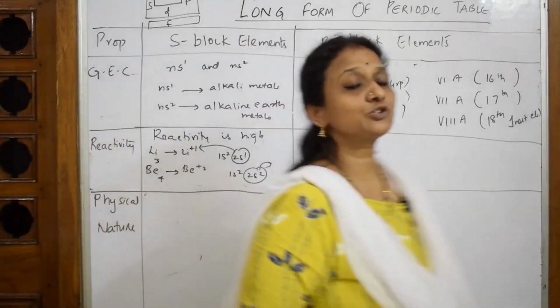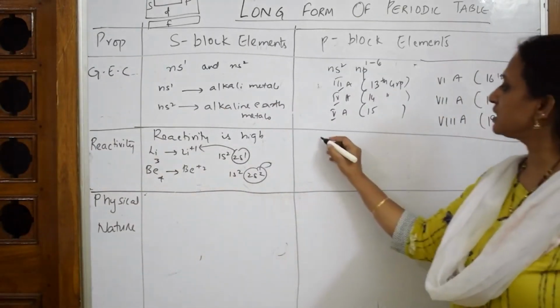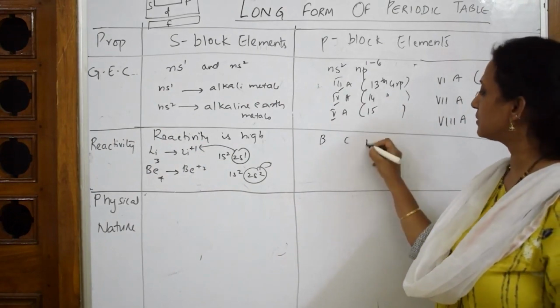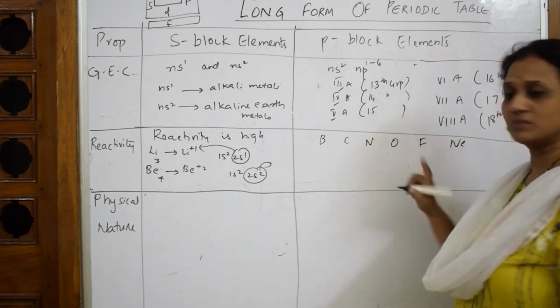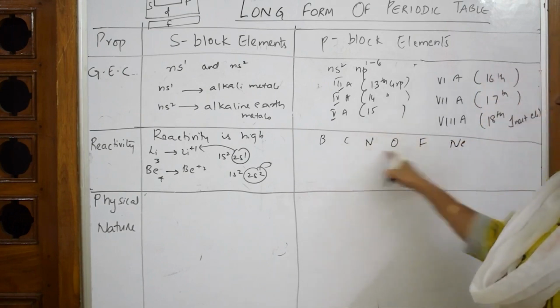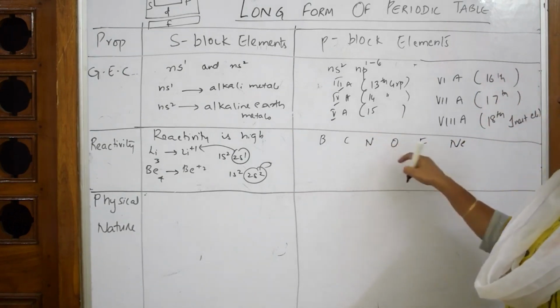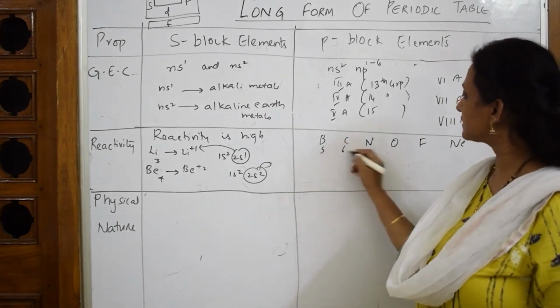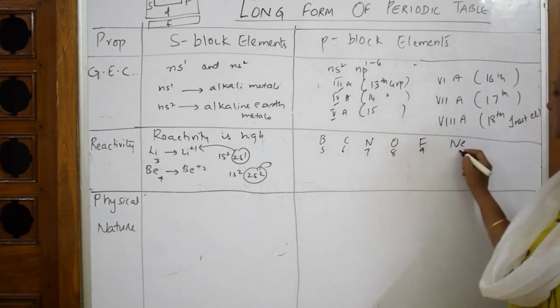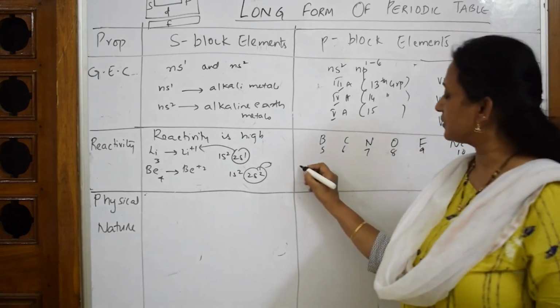Suppose I come back to P block elements. What are the elements? Boron, carbon, nitrogen, oxygen, fluorine and neon. I'm going from left to right. This is your periodic table. 3A group, 4A, 5A, 6A, 7A and 8A. If I take boron, it is 5, this is 6, this is 7, this is 8, this is 9, this is 10. Done. Now let's write the configuration.